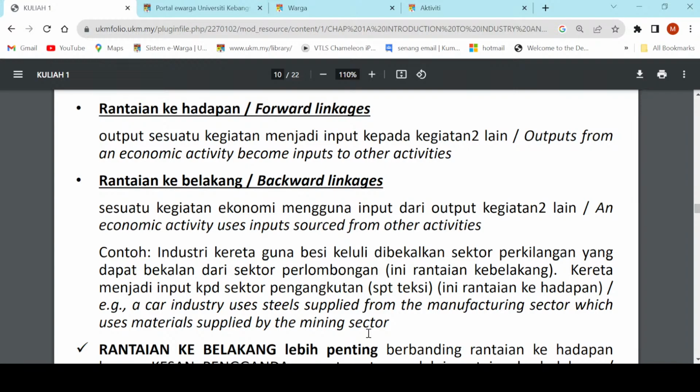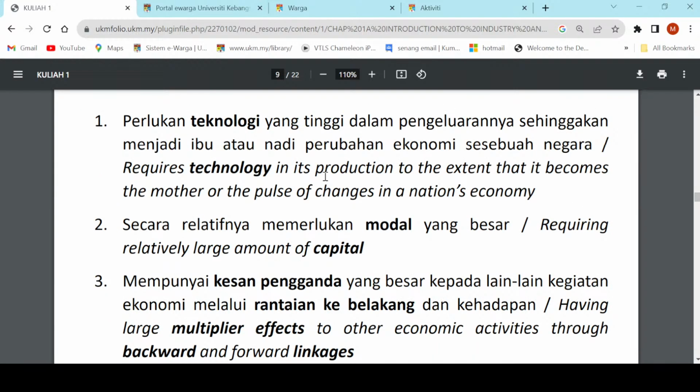arising from backward linkages. And I forgot to extend my note here to explain to you. It requires technology in its production to the extent that it becomes the mother. I forgot to say this. It becomes the mother of a nation's economy, the mother of the economy. This is the mother of an economy.